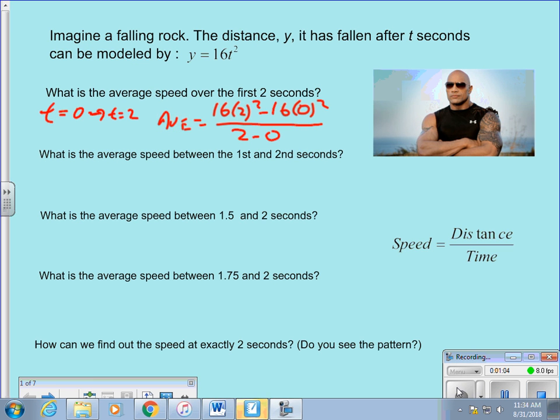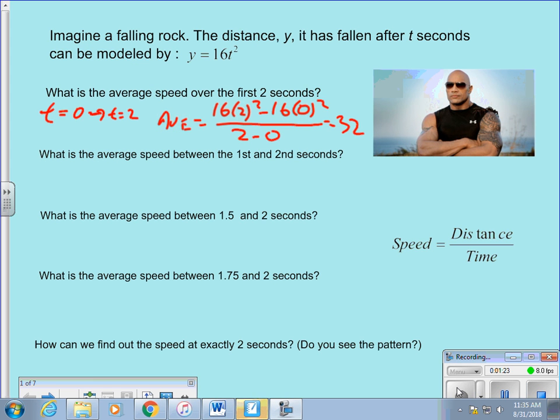Speed is rate of change. Slope is rate of change. 2 squared is 4. 16 times 4 is 64. 64 divided by 2 is 32. Is that right? Did I do my arithmetic correctly in my head? Okay. So over the first 2 seconds, that's the average speed.